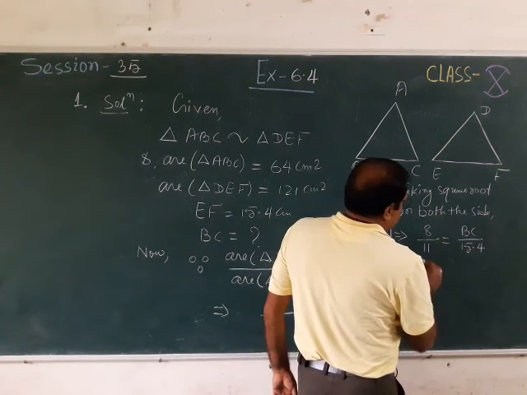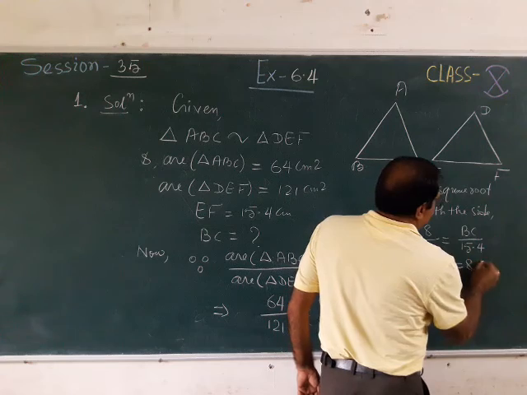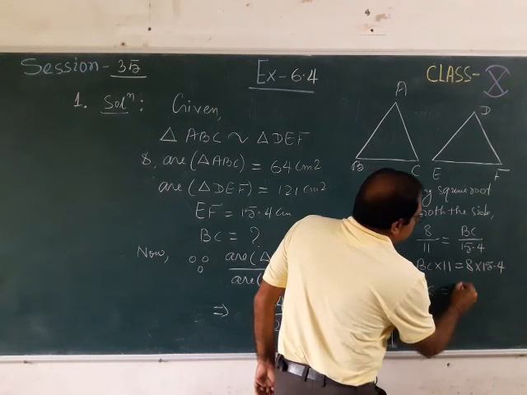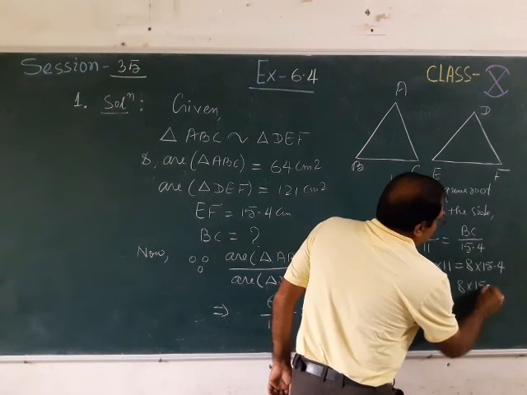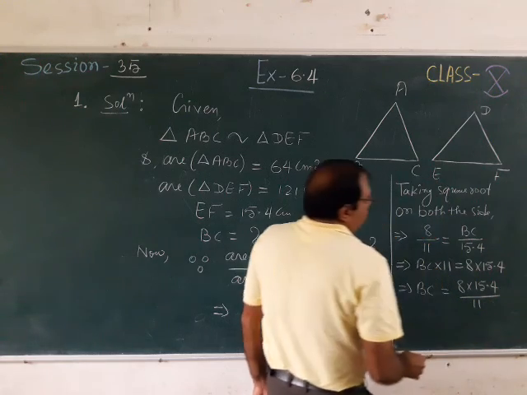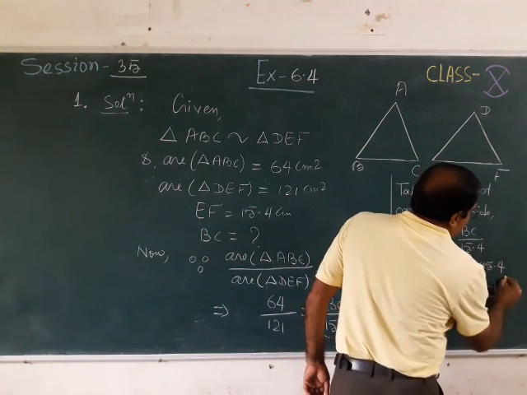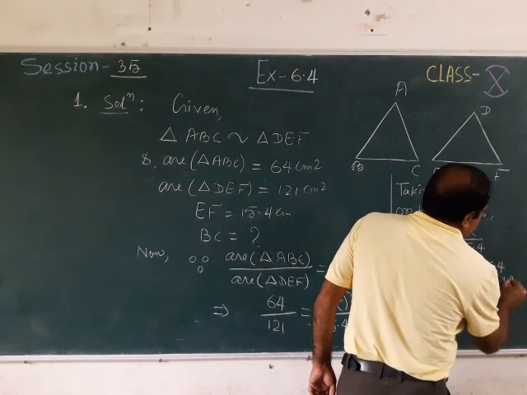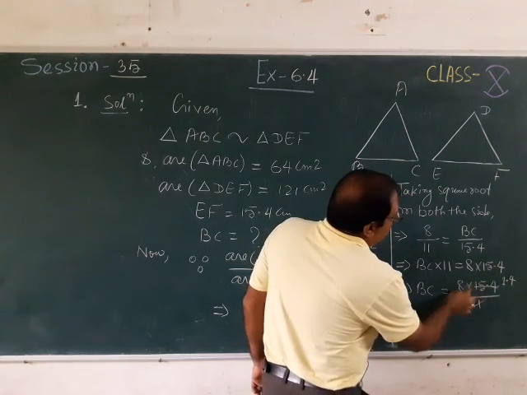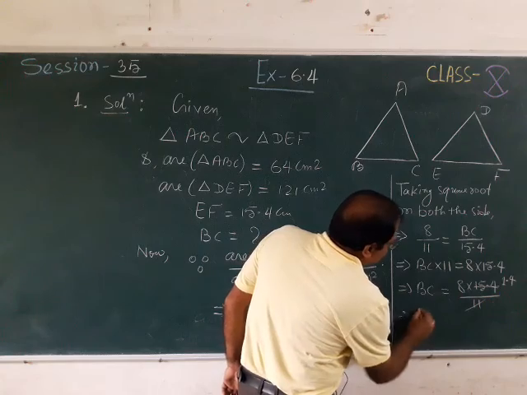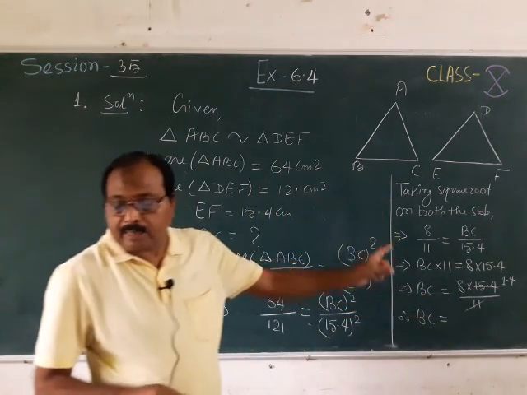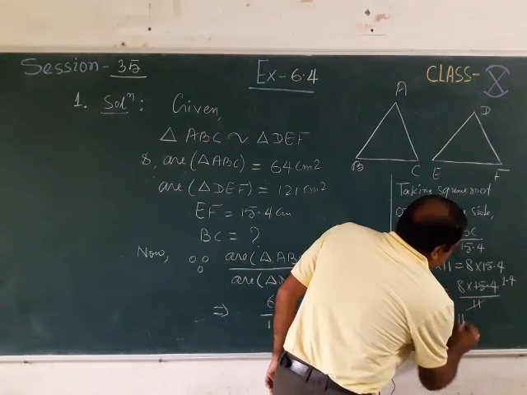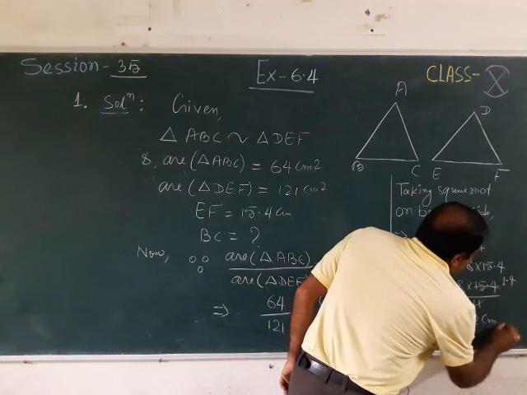Ultimately you will multiply BC into 11, and it will give you 8 into 15.4. Then further you can easily find BC: 8 into 15.4 upon 11. So by 11 you can cancel this number. 11 ones are 11, and then 11 fours are 44. So it is 8 into 1.4. Therefore BC will be 8 into 1.4, that will give you 11.2 centimeter.